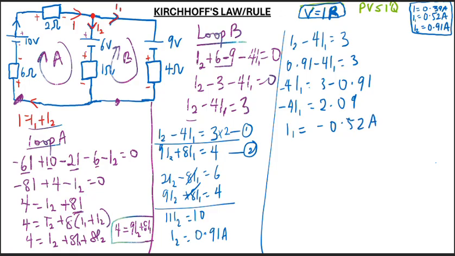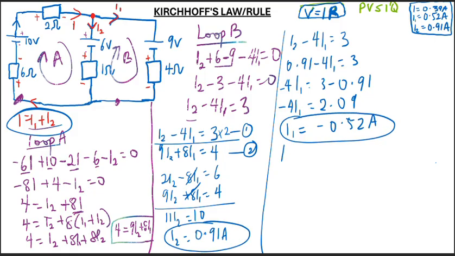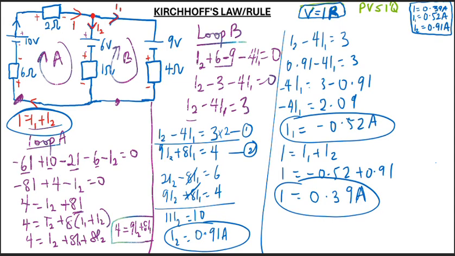And for the last one, which is your I, remember your I, so we have got the second one, this is the first one. So your I is equals to I1 plus I2, and I1 is minus 0.52 and I2 is 0.91. By the time you add them together, you have 0.39 ampere, and that is that for your I. And you can see we are done.